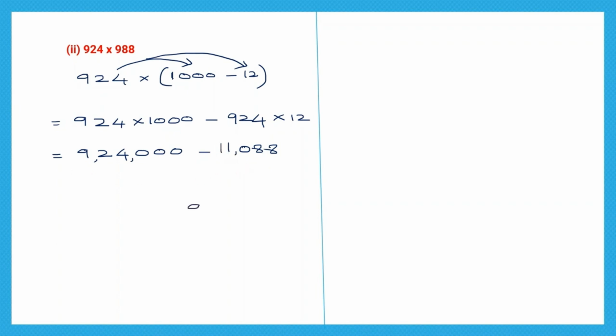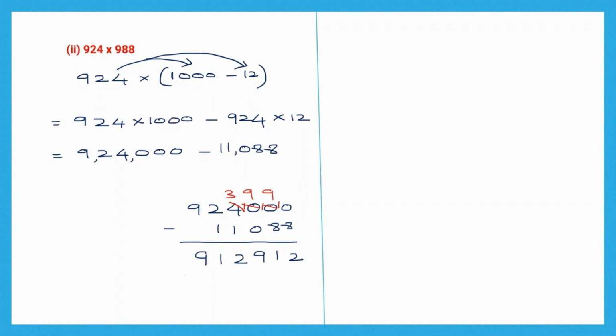Let me write down 9,24,000 minus 11,088. So let's subtract these. So I start from here because the others are smaller. 10 becomes 9. 10 is 9 and then 10. Now 10 minus 8 is 2. 9 minus 8 is 1. Then I have 9. 3 minus 1 is 2. 2 minus 1 is 1 and 9.